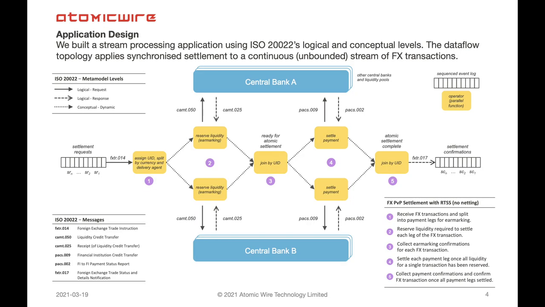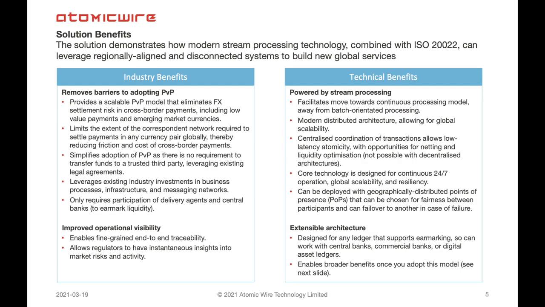The diagram shows the topology of a stream processing application that implements synchronization. Data flows from left to right, consuming settlement requests and emitting confirmations. We use ISO 20022 logical messages at the boundaries of the system and business model entities internally. This stream processing model allows for massive parallelism and scalability. This is a simple, scalable model that could be implemented immediately.